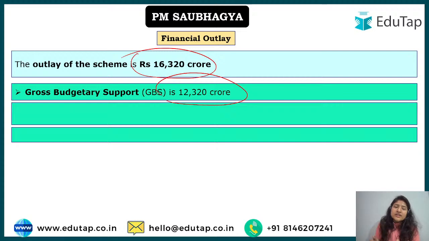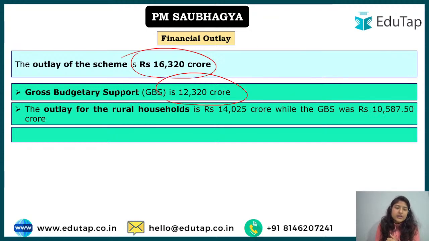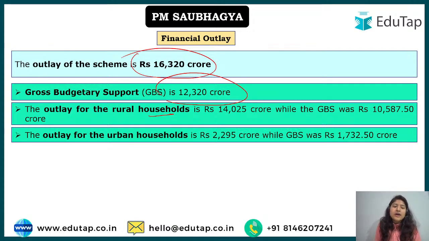While in that, the gross budgetary support, that is the financial support by the central government, will be 12,320 crore. Next is the outlay of the rural household. Here a separate segregation has been done of the outlay for the rural household as well as the urban household. For the rural household, it is rupees 14,125 crore, while in this the gross budgetary support, that is the financial assistance by the central government, will be 10,587. So what does it mean? That approximately 3.5 thousand crore will be adjusted by some other organization, some other facility, right?